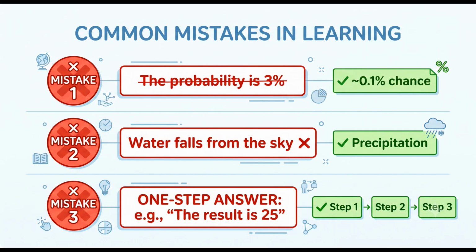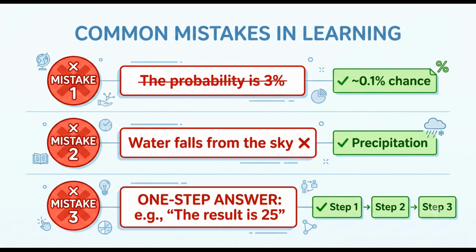Before we go further, let me flag the 3 mistakes I see most often on this topic. Mistake 1, stating 3% as the answer for accessible freshwater. 3% is the total freshwater on Earth, but almost all of it is frozen. The accessible surface freshwater figure is much lower. We will get to the exact number shortly.